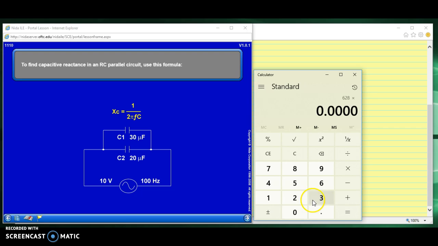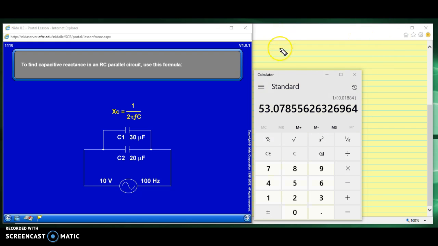Well, remember, these are in units. 0.000030 is the same as 30 microfarad. Because 30 microfarad, the decimal would be right here. 1, 2, 3, 4, 5, 6. That takes us back to farads equals. And if I reciprocate that, there is what I get for X of C1.